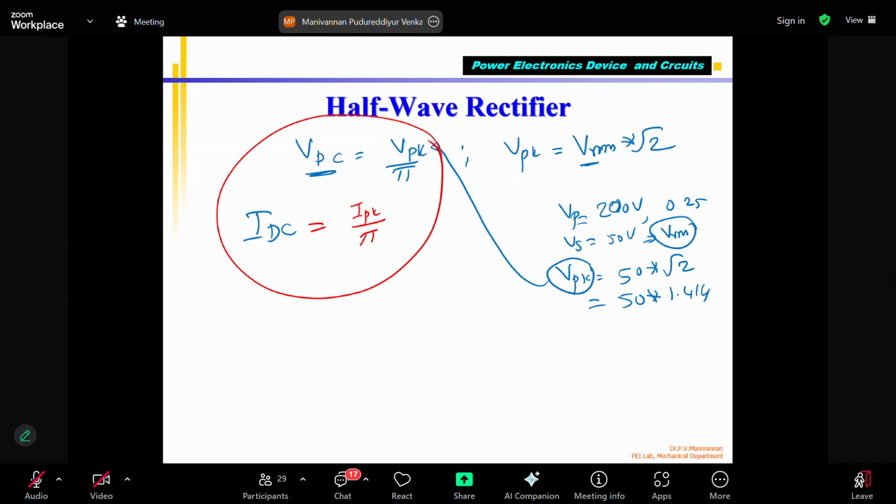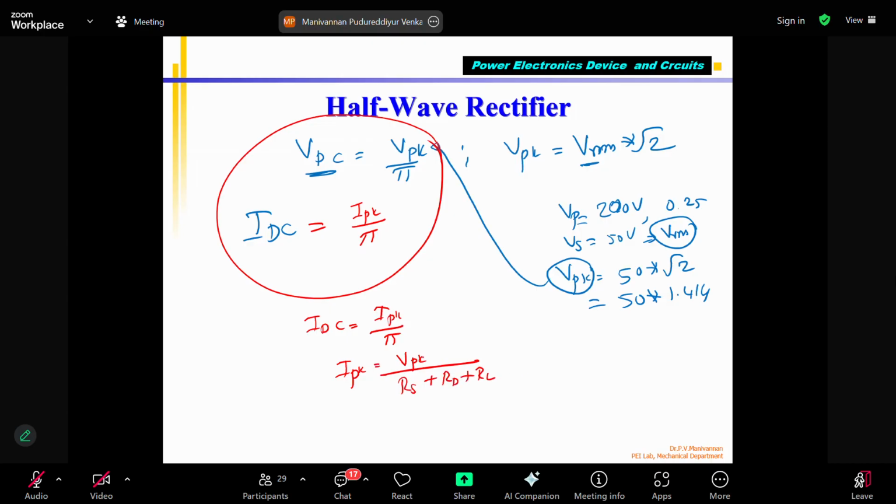Okay, that multiplied by root 2 times is going to be peak voltage of that circuit. Once we know that, then we can calculate this. IDC equal to this one. Now, IDC equal to I peak divided by pi, where I peak equal to VPK divided, take down this formula, you can expect problem, into RS plus RD plus RL.